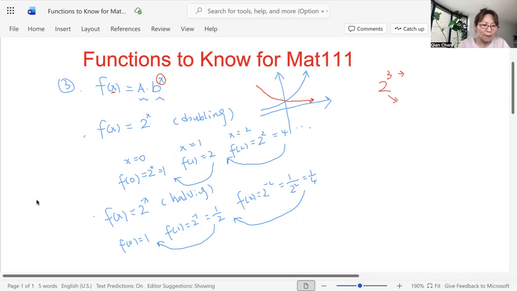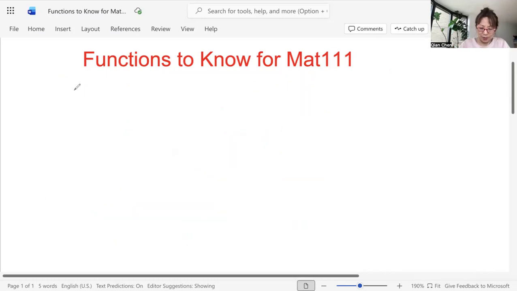Then the fourth one, which is related with exponential functions, is the logarithmic function. Okay, so it's just a name, right? Just a name for a special mathematical concept. Just like my name is Chen. Who cares? It's just my name. So same thing. What is logarithmic? It's a name. But what does this name carry?